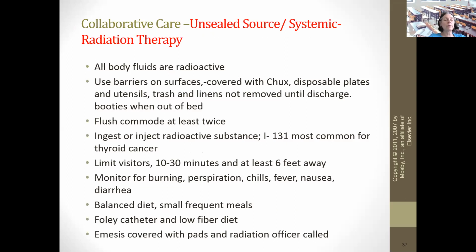Unsealed source, this is systemic radiation. The patient is given radiation by intravenous, or they drink it, or whatever. There's different kinds, quite often intravenous route with a radioactive isotope. The most common one is iodine-131 given for thyroid cancer. While the patient is having this kind of treatment, they either drink or have an injection of this radioactive material. All their body fluids are radioactive.